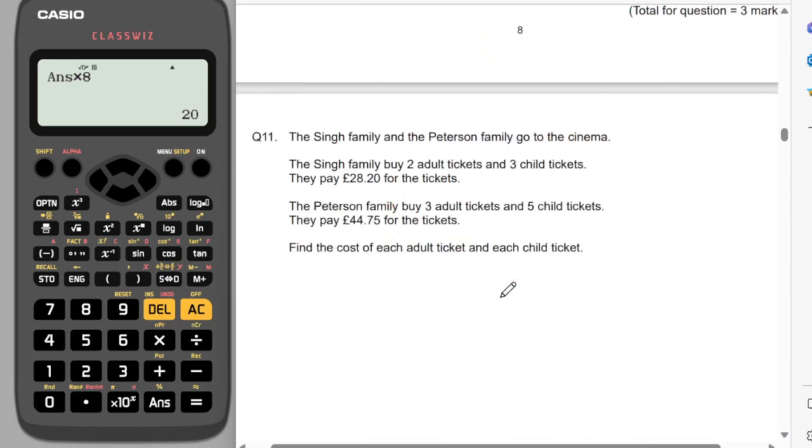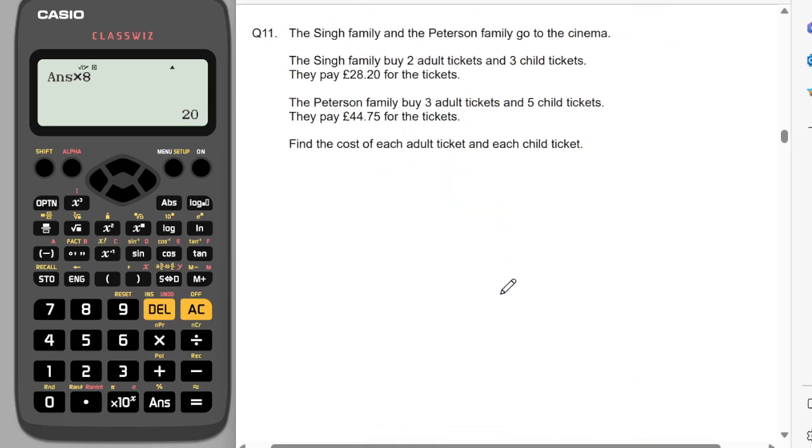Okay, question 11. So the Singh family and the Peterson family go to the cinema. The Singh family buy 2 adult tickets and 3 children tickets. They pay £28.20 for the tickets. The Peterson family buy 3 adult tickets and 5 children's tickets. They pay £44.75 for the tickets. Find the cost of each adult ticket and each child ticket. So this is asking us to form simultaneous equations.